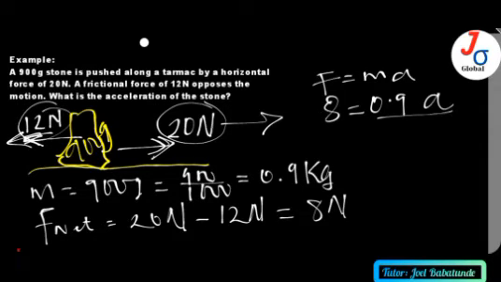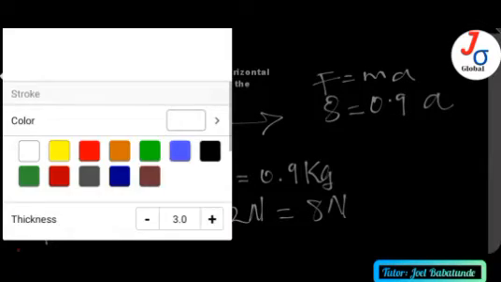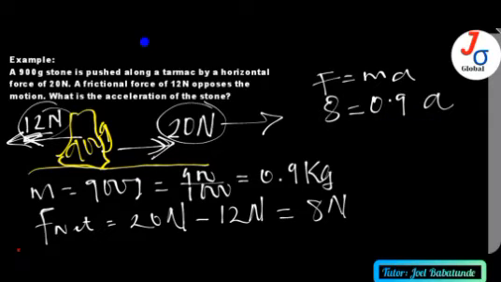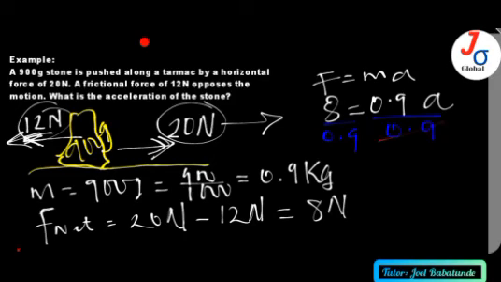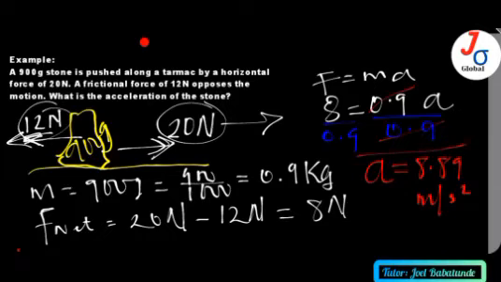From that, the force 8 newtons equals the mass 0.9 times A. Then I have to divide both sides by 0.9. Then this cancels out, and I'm left with A equal to 8 divided by 0.9. What I have is 8.89 meters per second squared. Never forget your unit.